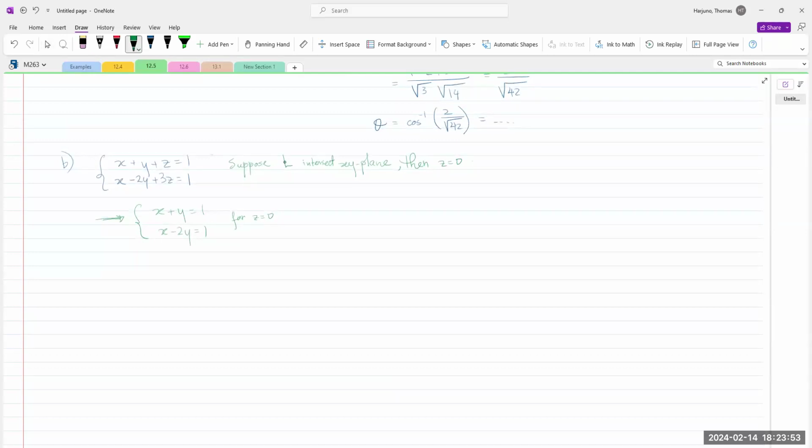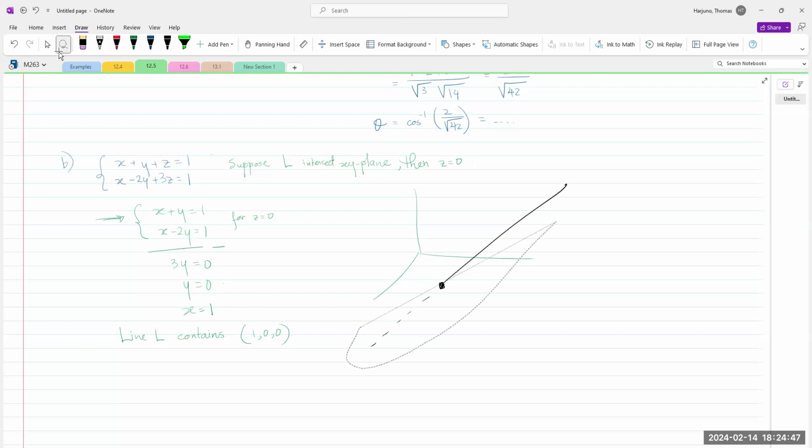Then from here we solve it. For example, I would just use the addition method. If I subtract this, I get 0, 3y, so y equals 0. Now if y equals 0, then x equals 1. In other words, line L contains (1, 0, 0). It happens to be a coordinate on the x-axis, but it doesn't have to be, because what we suppose is that the line intersects the xy plane. So I set z equal to 0. It turns out when I work it out, it intersects the x-axis. But it doesn't have to be like this though.